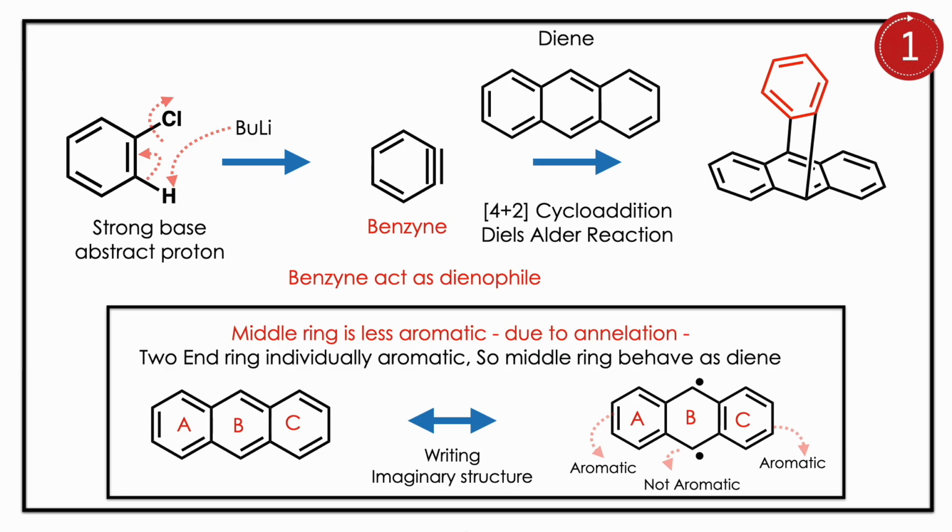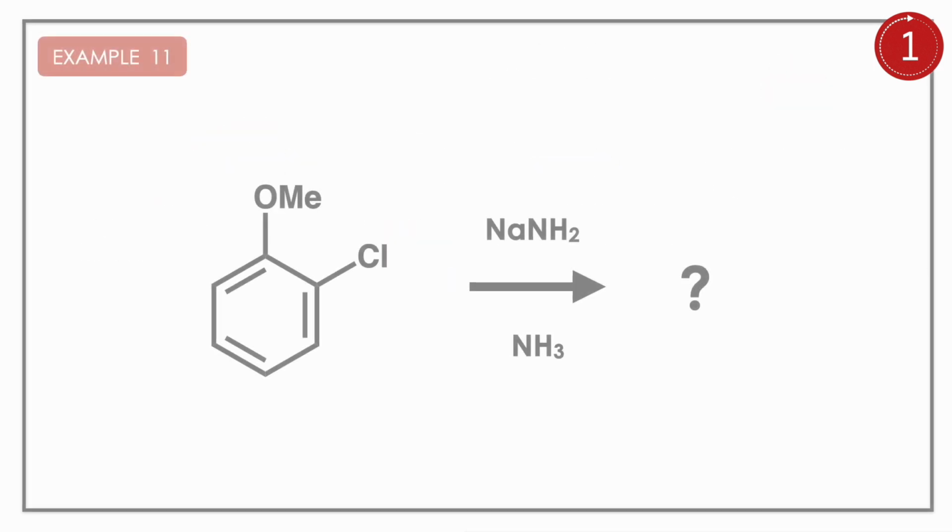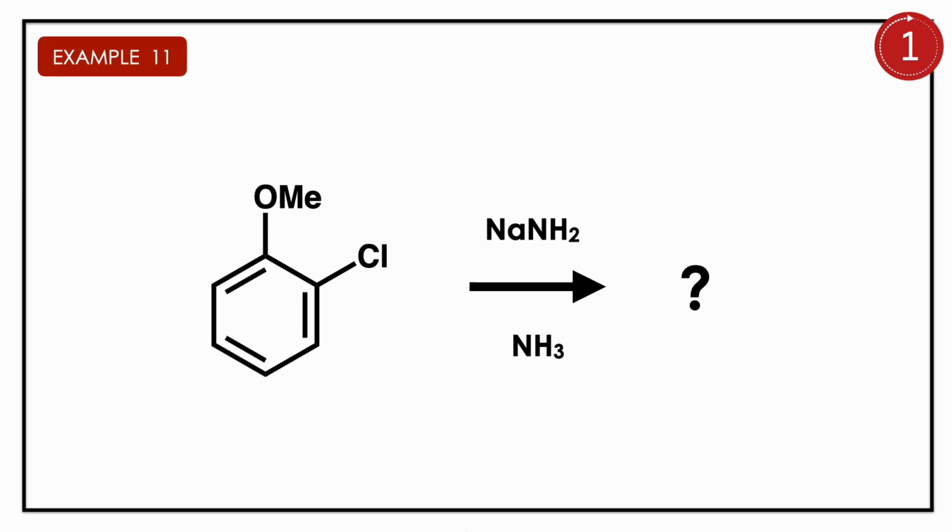The concept you outlined here is that benzyne can act as a dienophile. It attacks the anthracene and forms the unusual bridged product. Then the next example, you have ortho-chloroanisole reacting with sodamide and ammonia. You should find what will be the final product.